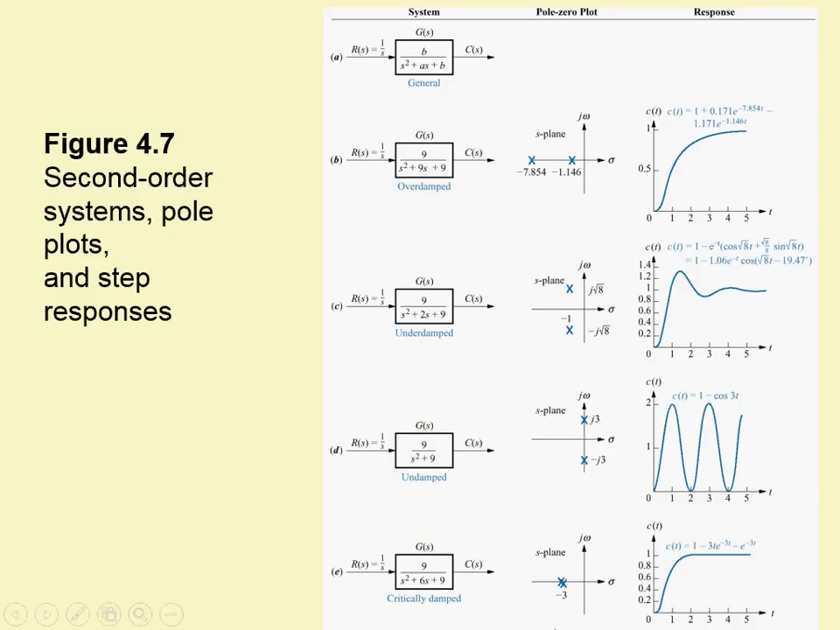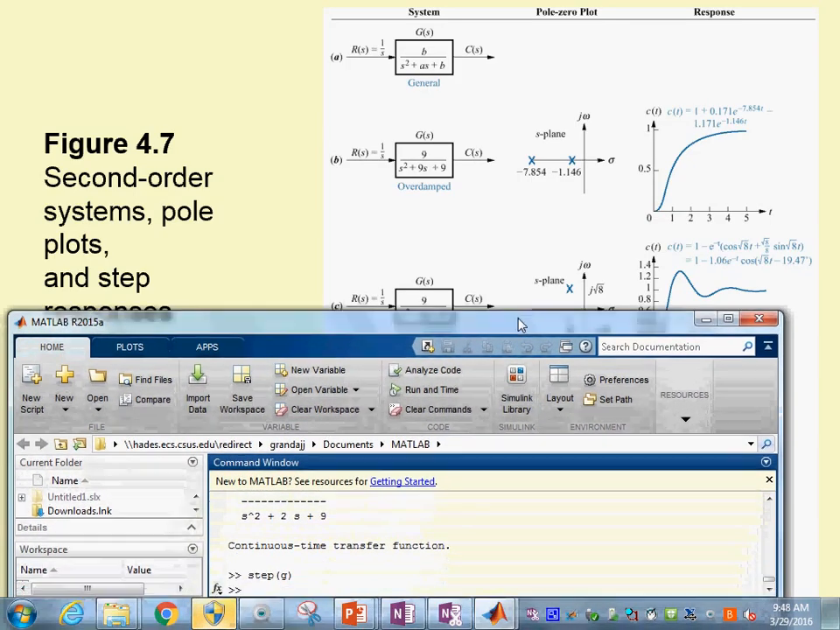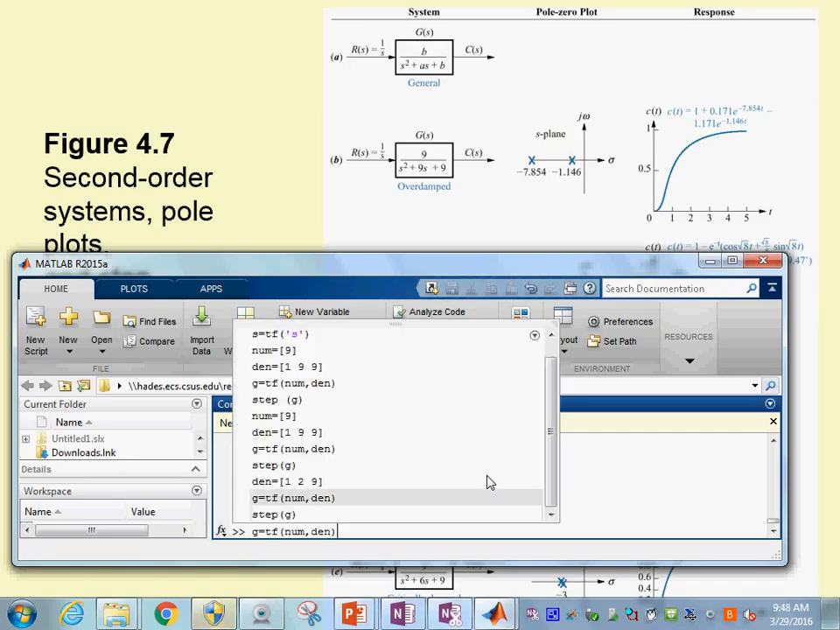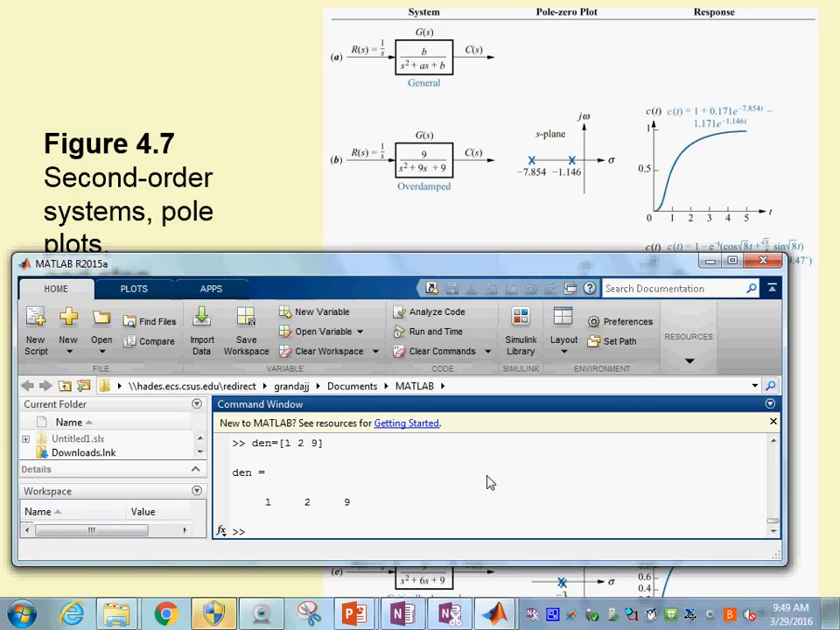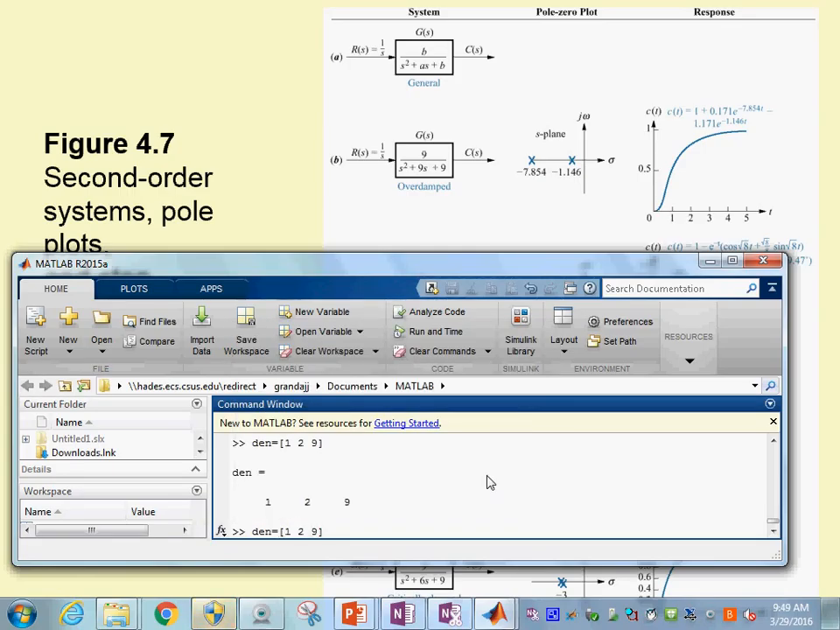And if I say G is equal to the numerator and denominator, what happened here? Oh, my syntax is not right. I need to tell it what we're doing. See right there? This transfer function that you see down here, right here, this one is what you have in here. Let's do the test. Step of G, and then let's see what happens. Oh, where is my plot in here?